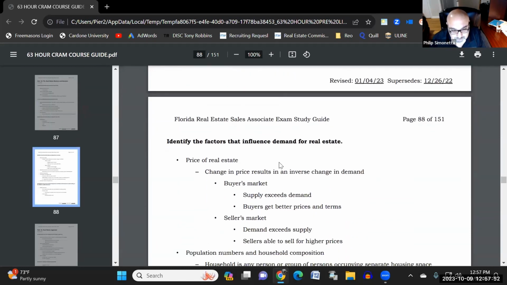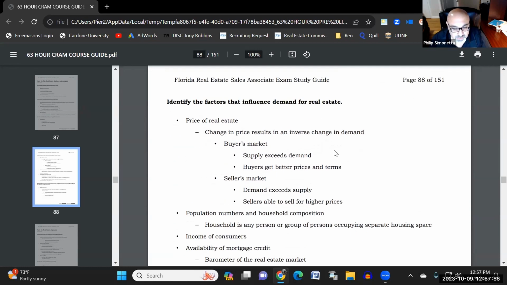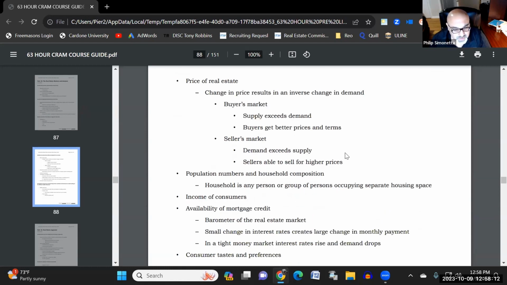Okay. Identify the factors that influence demand for real estate. Number one is the price, right? Price of real estate. Change in price results in an adverse change in demand. If demand's down, like for a buyer's market, supply will exceed the demand. There'll be a lot more houses than people looking for them. Buyers will get a better price in turn. Seller's market is when the demand exceeds the supply. More people want less houses, right? Seller is able to sell for higher prices in that case.